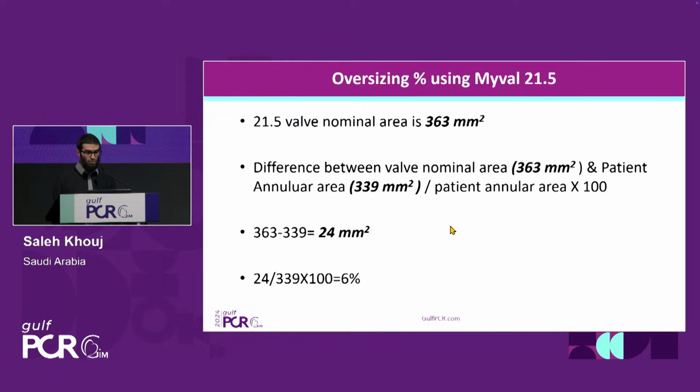Myval platform. So how do we calculate the percentage of oversizing? If we choose a 21.5, the nominal area is going to be up to 363. So we take the difference between the annulus of the patient and the nominal, and then we divide the difference by the patient annular area and multiply by 100. So we have a 6% oversizing of the annulus if we use a 21.5.